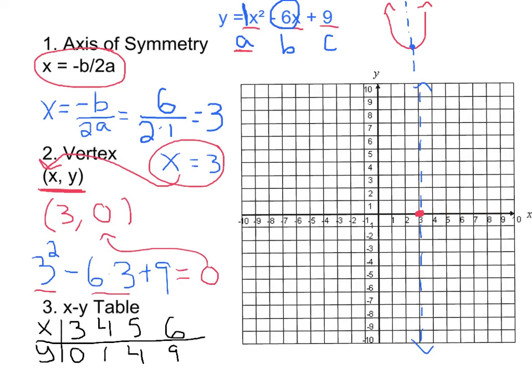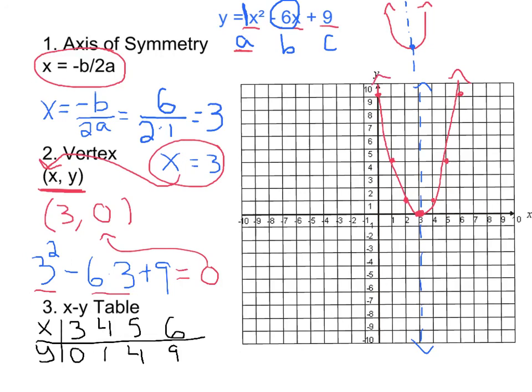So if you plot the points, 3, 0, over 4 up 1, and then you can reflect that one to the other side, over 5 up 4, and you can reflect that one to the other side, and last one over 6 up 9, and then you can reflect that one to the other side. So you can connect, and here you have a sketch of the parabola for the quadratic equation given.